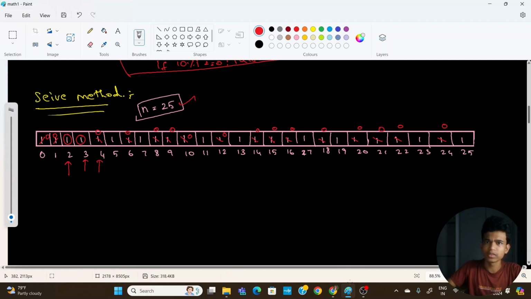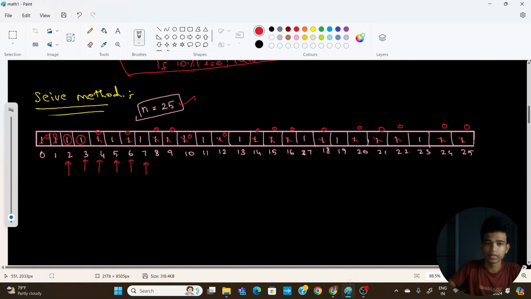Now again, I'll go here. Is 4 prime? No, it contains 0. Okay. Then go to the next value, 5. So for 5, I go to 10, that is already 0. 15 is already 0. 20 is already 0. 25 is not 0, so make this 0. Now, if I take 6, is it 1 or 0? It is 0, which means it is not prime.